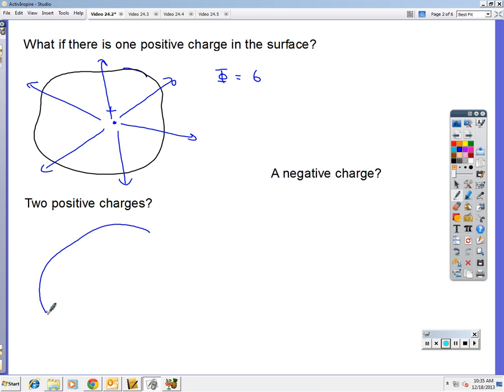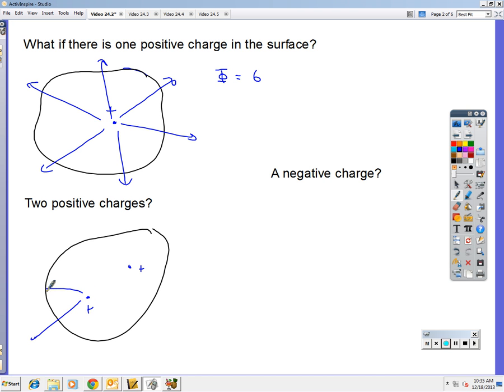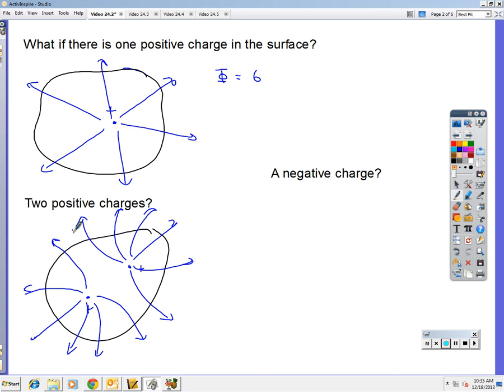If we've got 2 positive charges inside this Gaussian surface, each one produces 6 field lines. The field produced by them will look about like this. And notice that there are now 12 field lines coming out of this surface. And so the flux in those units will be 12.